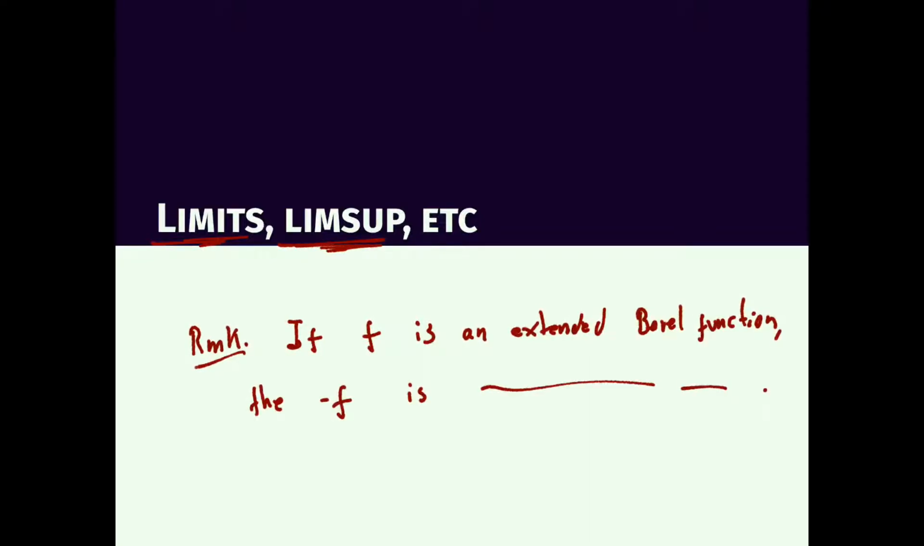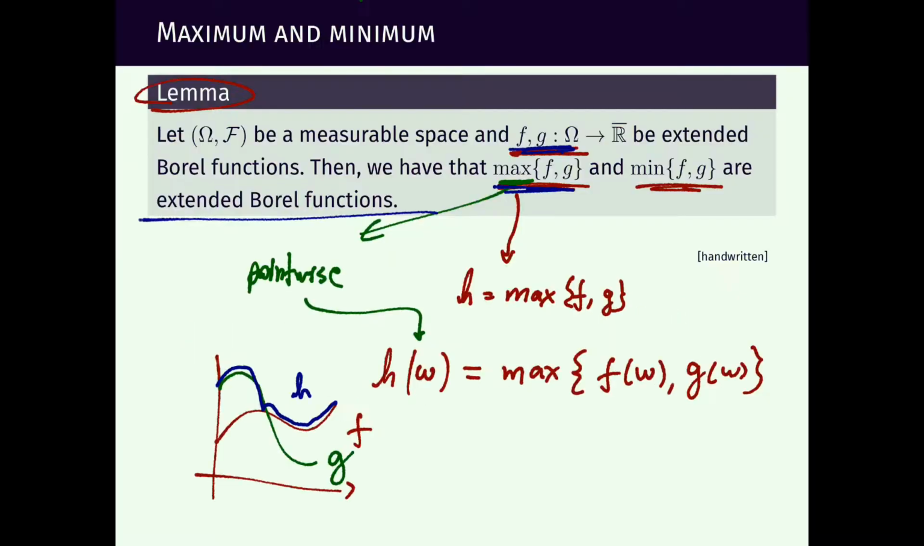So before we move to the proofs that maximums and minimums and sups and lim sups of extended Borel functions are extended Borel functions, let's just make a small remark that from what we have seen in the previous part of this video lecture: if f is an extended Borel function, then minus f is also an extended Borel function. Now to prove this lemma, first I would like to claim it is enough to prove it for the maximum only.